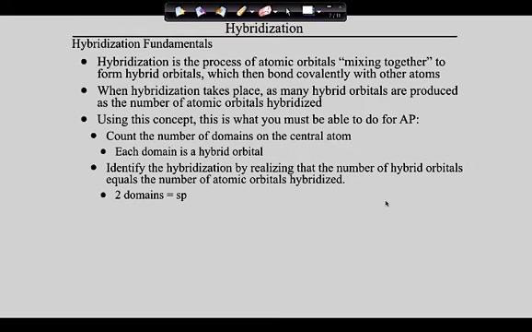If there is 2 domains, we call that linear. What type of hybridization leads to 2 domains? 1 s and 1 p. Write this down, guys. 1 s and 1 p. That is called sp hybridization.